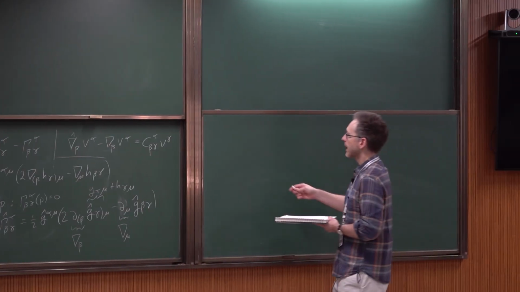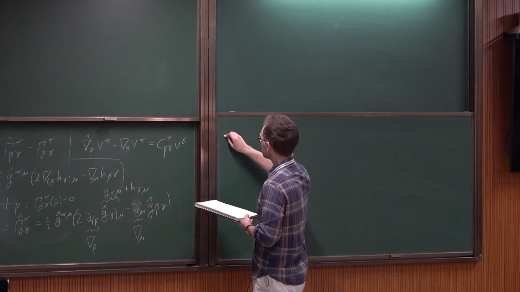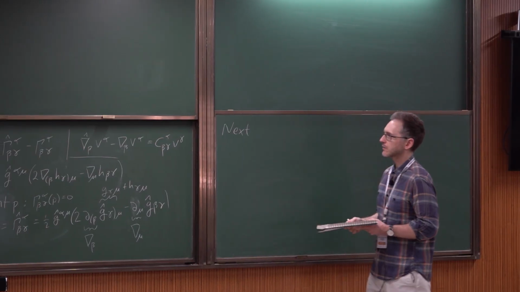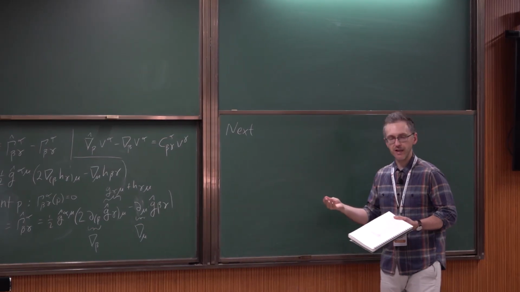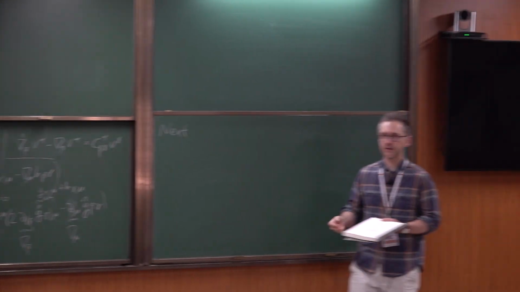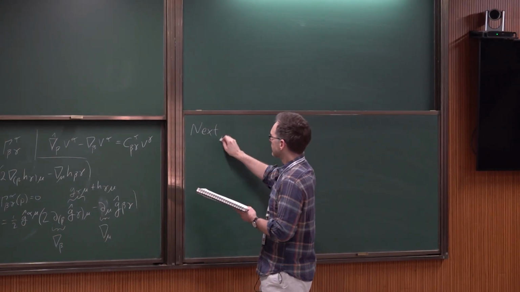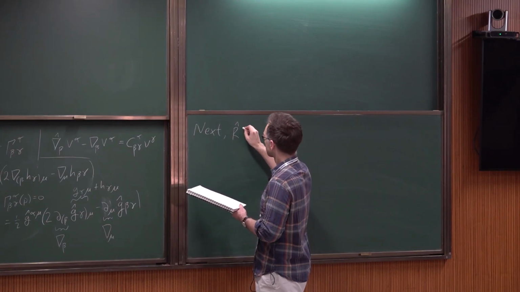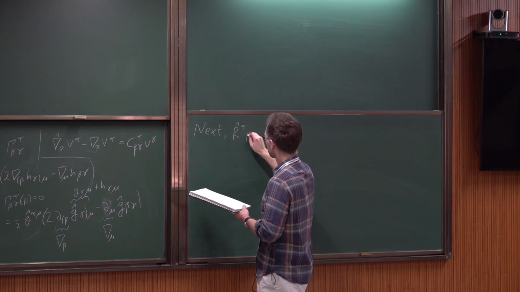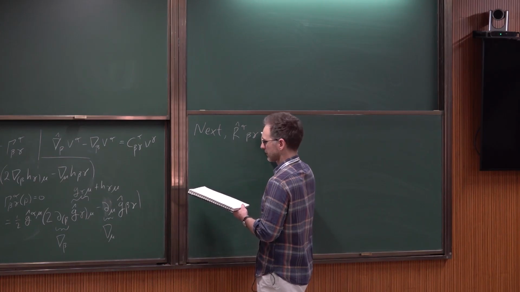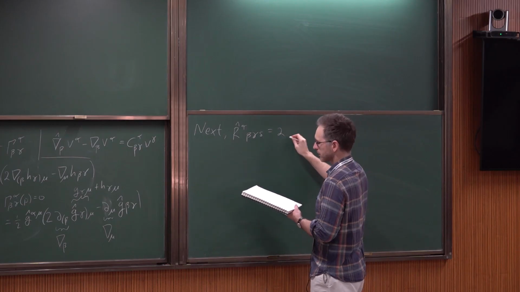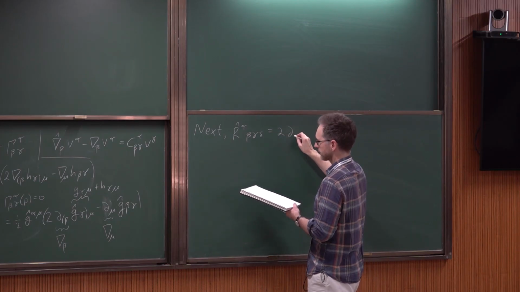Okay, next, we're building our way up to the Einstein tensor, or really the Riemann tensor, the Ricci tensor. As soon as you have the Ricci tensor, you have the Einstein tensor. So let's go to the Riemann tensor with one index up. And let's write that in terms of the Christoffel symbols.